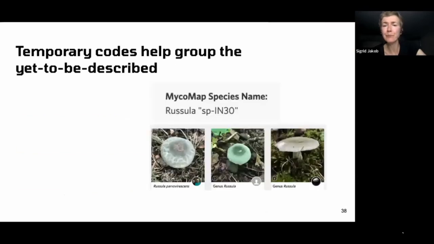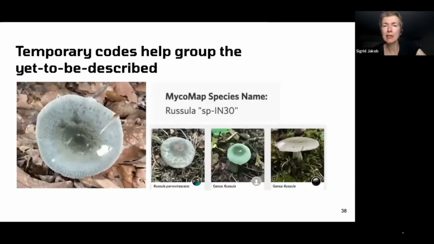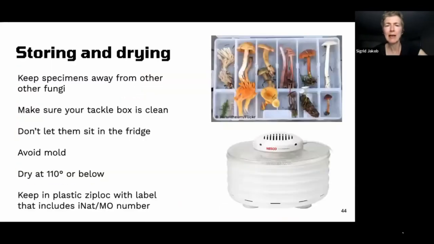And Stephen Russell, who's been very active on GenBank and the North American Microflora Project, actually started assigning code names to some of these undescribed species, so at least we can begin to bucket them. This is an example of a Russula that he calls Russula species Indiana 30. So it helps bucket things if a researcher ever wants to investigate these.